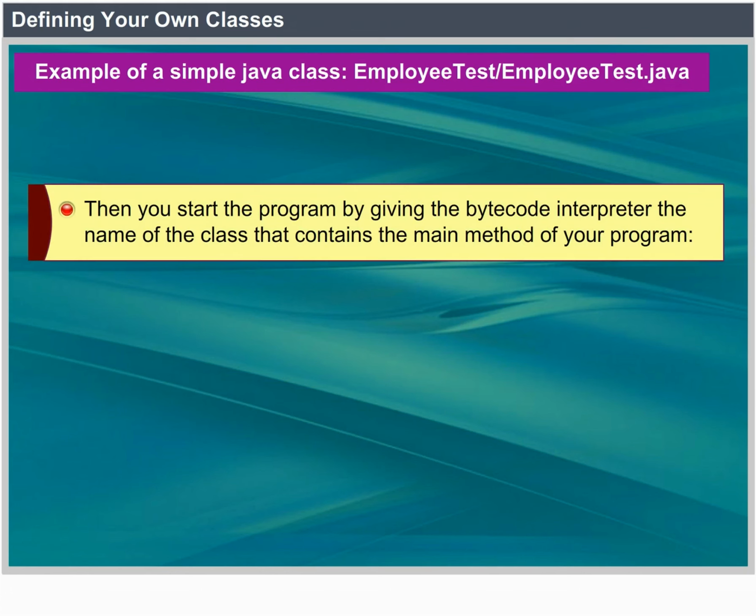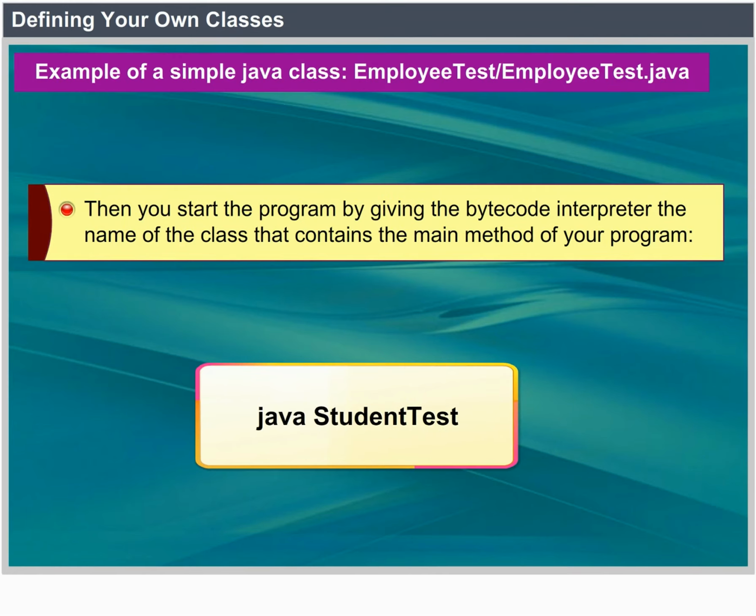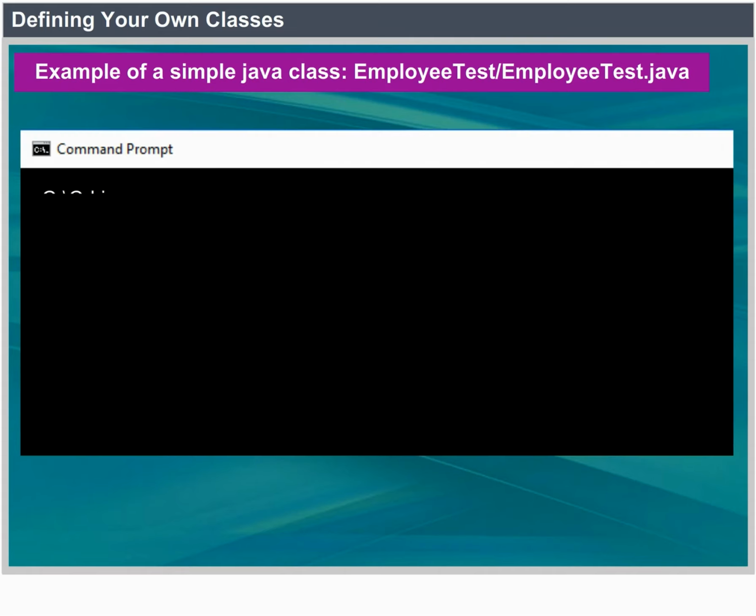Then you start the program by giving the bytecode interpreter the name of the class that contains the main method of your program, that is, java Student_Test.